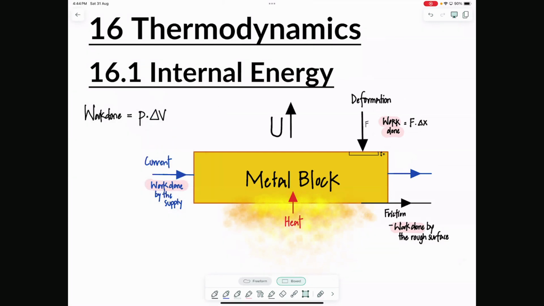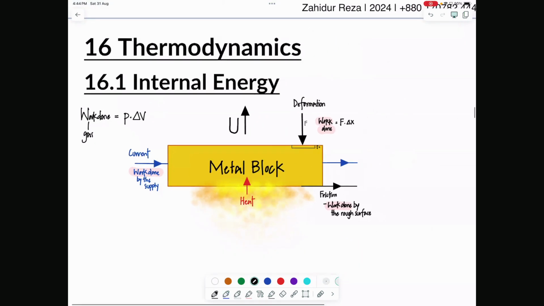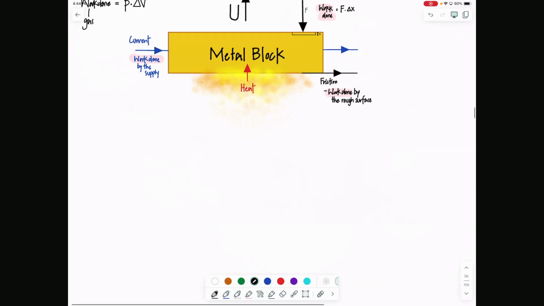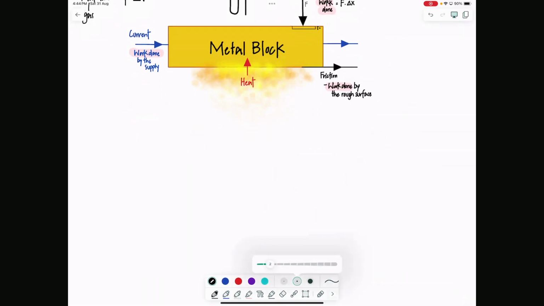Heat up, right? So yeah, this is what you need to know, that there are only two ways in which you can increase the internal energy of a material. It's either by doing work or by providing heat. It's called the first law of thermodynamics. First law of thermodynamics.